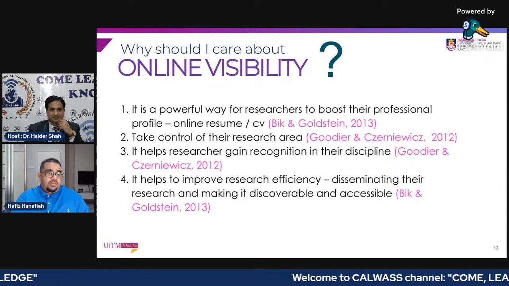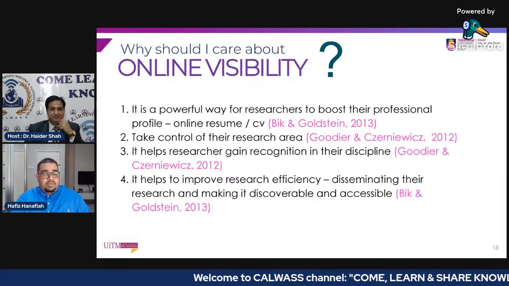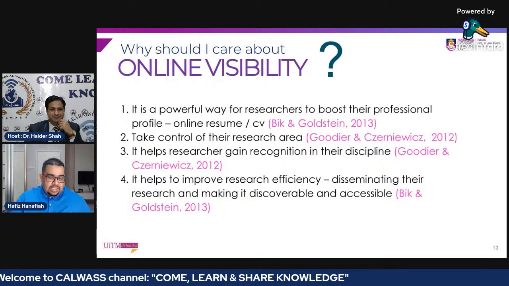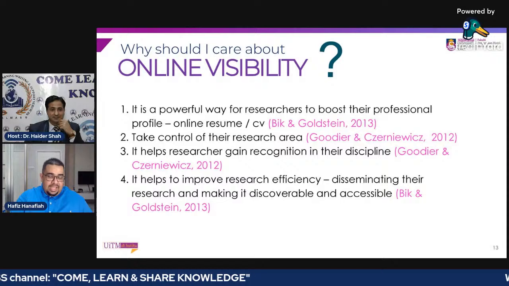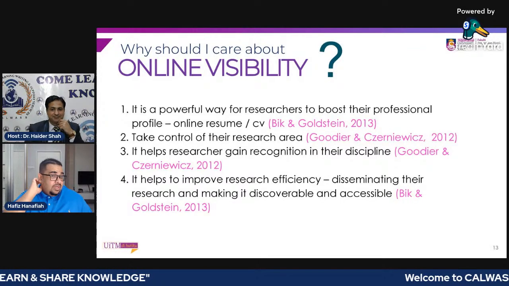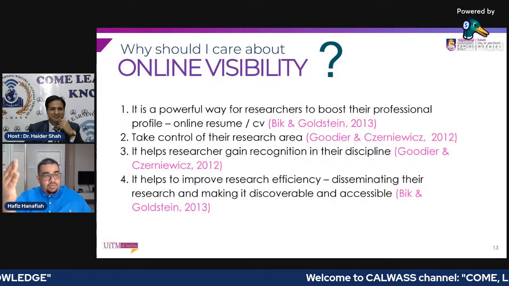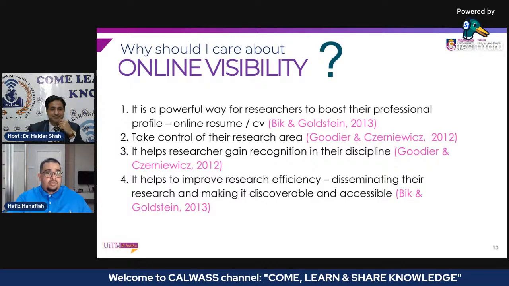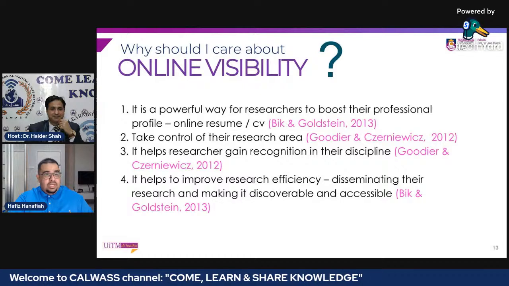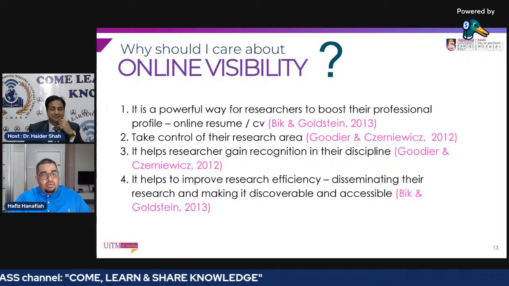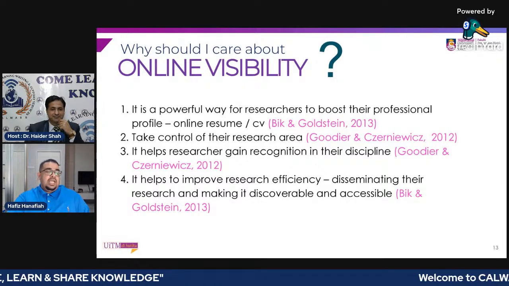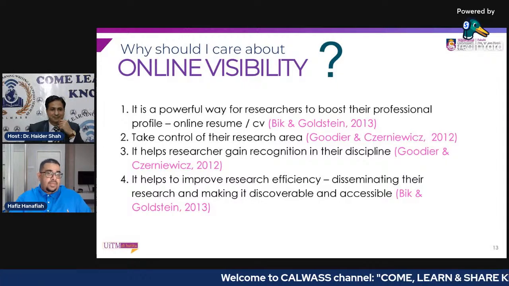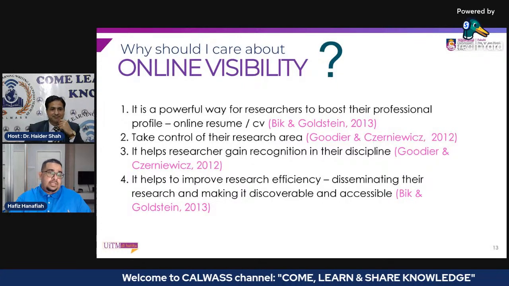So how do people know? Is to make yourself visible online. And with that, where people can easily search, you are easily found. Either you were being searched or they saw your profile while scrolling down Facebook, then you gain recognition within your discipline. And it also improves research efficiency, in which it makes your research and yourself discoverable and accessible.